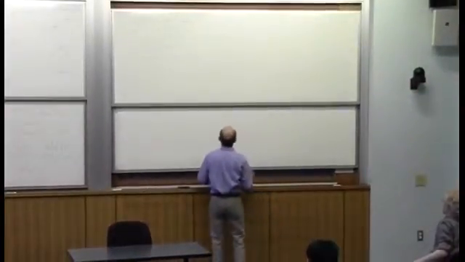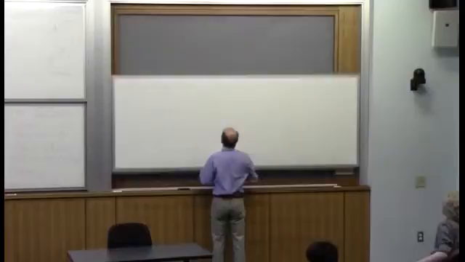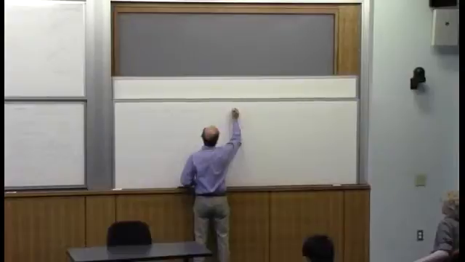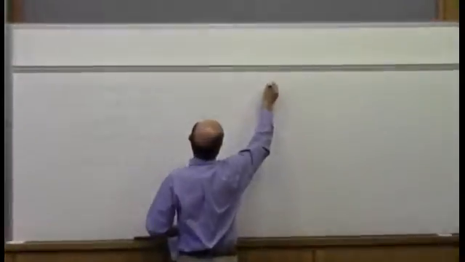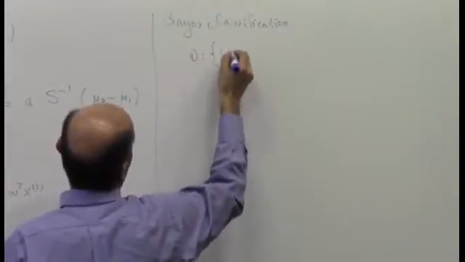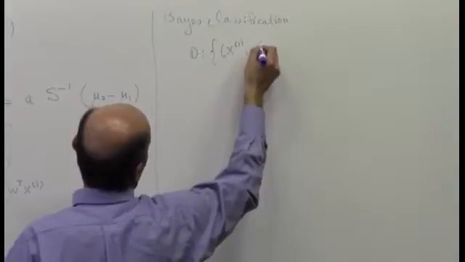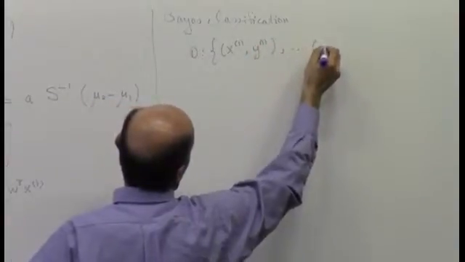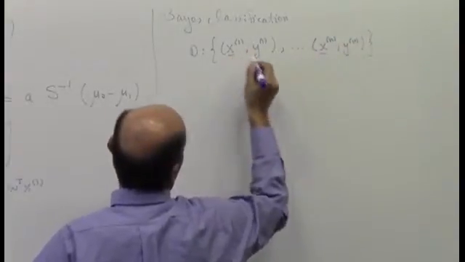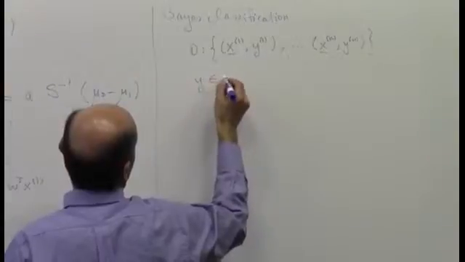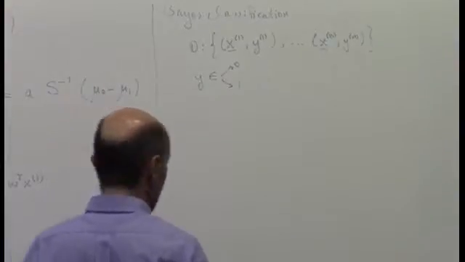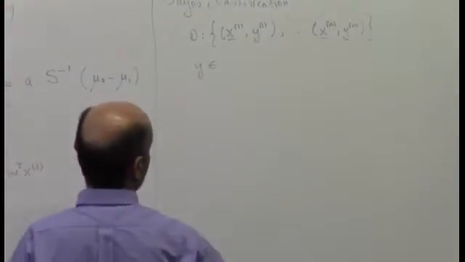So, Bayes classification. Our data is labeled and comes as follows: x1, y1, and so on, where x is a vector and y belongs to some class, 0 or 1. Let's write it as a set.